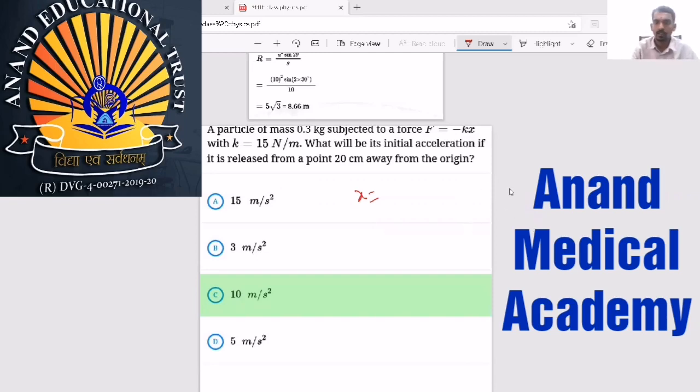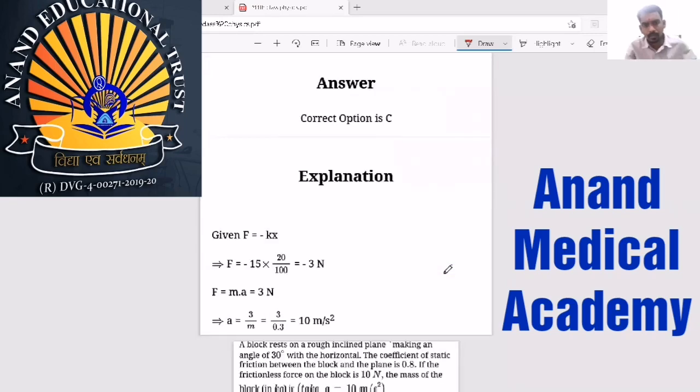Now, next question is, a particle of mass 0.3 kg is subjected to a force F equal to minus kx. See here, they are asking what is the acceleration. Now, they have given the point, so the x value they have given. So when you substitute the x value, you will get the force, because the k value is also given. Then according to Newton's second law, acceleration equals force by mass. So they have given all the values. So here is the solution.